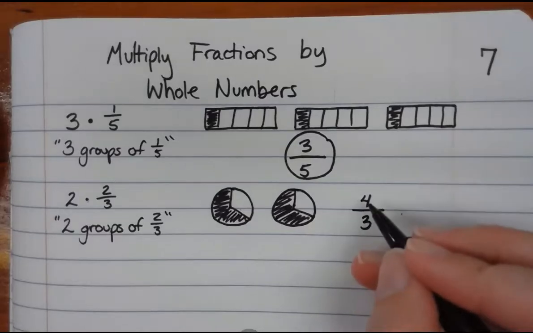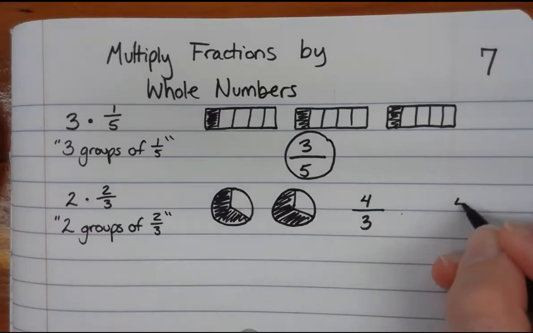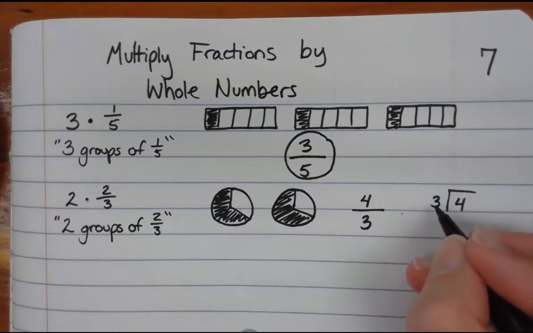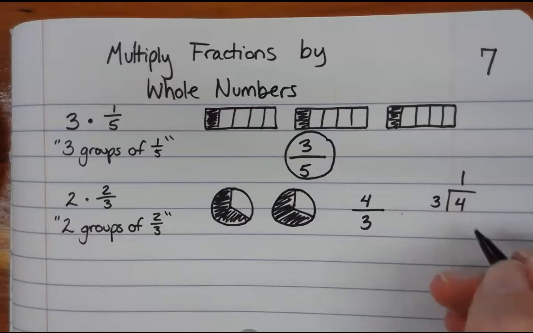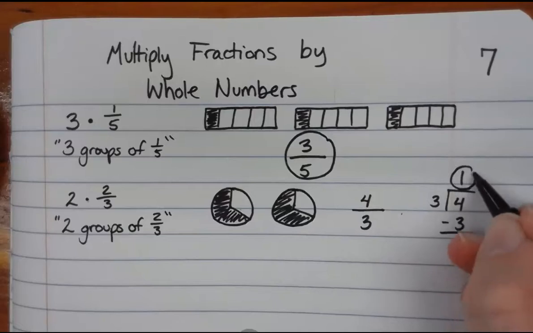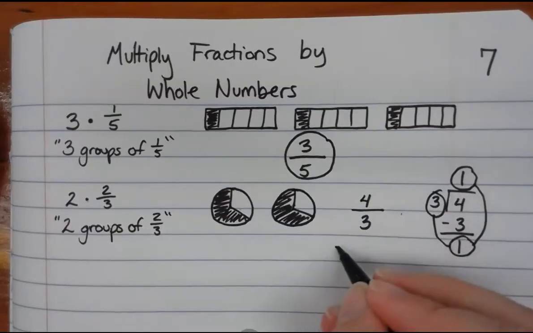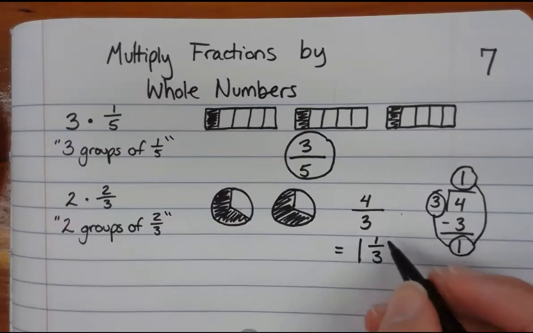So remember, one way to do that is to use the around the world method. So I'm going to put the top heavy number inside the division bar. I'm going to put the 3 on the outside, and then I just simply divide. So 3 goes into 4 one whole time because 1 times 3 is 3. Subtract to get your remainder. 4 minus 3 is 1. And then we go around the world. So 1 whole and 1/3. And so actually our final answer should be 1 whole and 1/3.